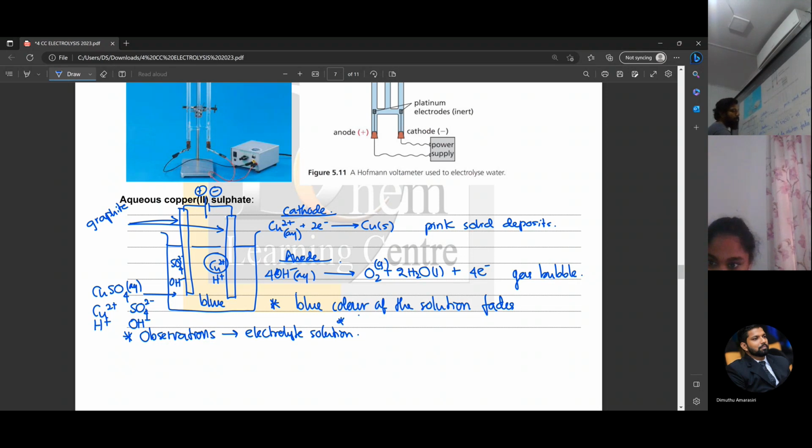That means copper 2 plus concentration decreases. The reason for that decrease is that copper 2 plus is getting reduced. I mean, methanol reduce can be English reduction, maybe chemical reduction, right? Getting reduced.